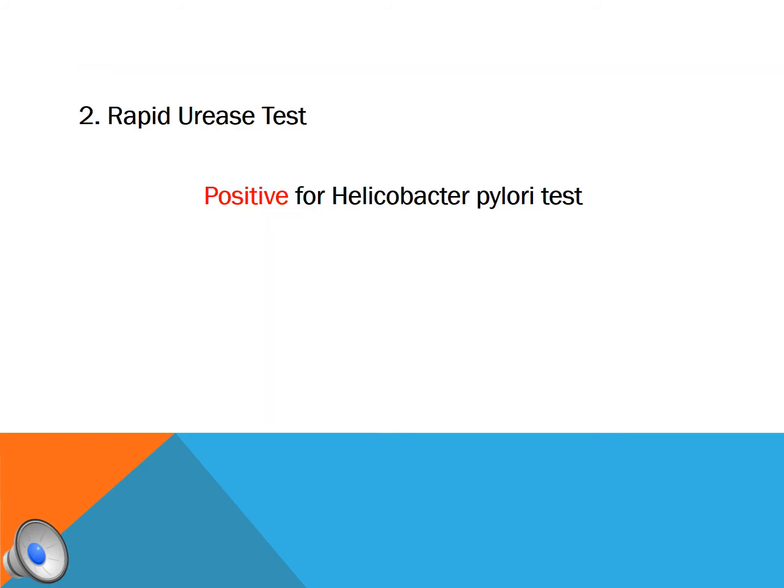The second test is the rapid urease test. Rapid urease test is also known as the CLO test, which is the Campylobacter-like organism test, which is a rapid diagnostic test for diagnosis of Helicobacter pylori. This test is to determine the ability of H. pylori to secrete the urease enzyme, which catalyzes the conversion of urea to ammonia and carbon dioxide.